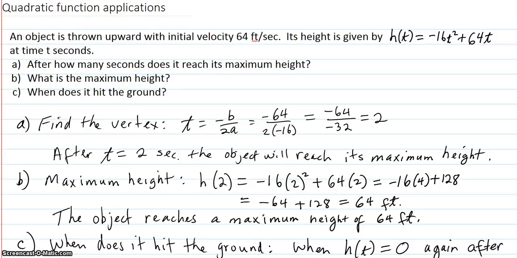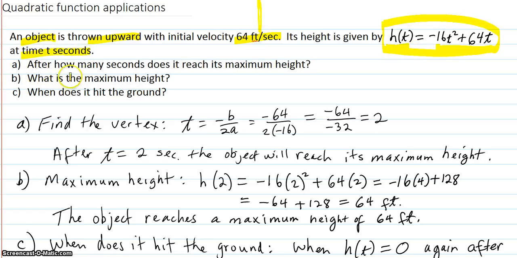Quadratic function applications. An object is thrown upward with initial velocity 64 feet per second. And it's a physics problem. The object is thrown straight up and it comes down. Its height at every second is given by h of t equals negative 16t squared plus 64t. So we don't have to work the physics. We're just given the actual height function. We don't have to derive it. Okay, so that's the height at t seconds.